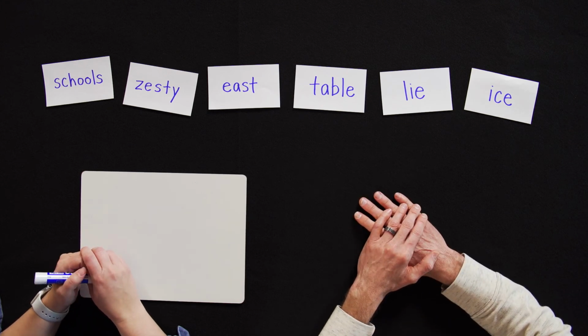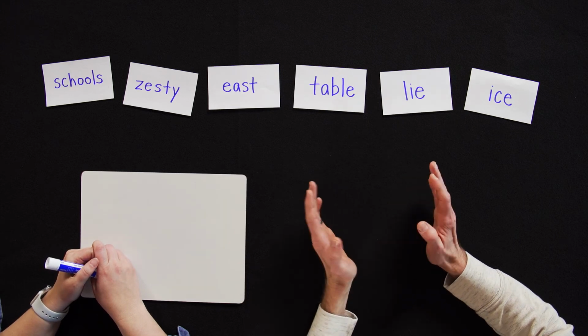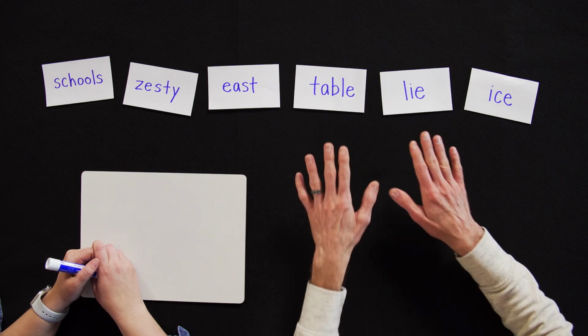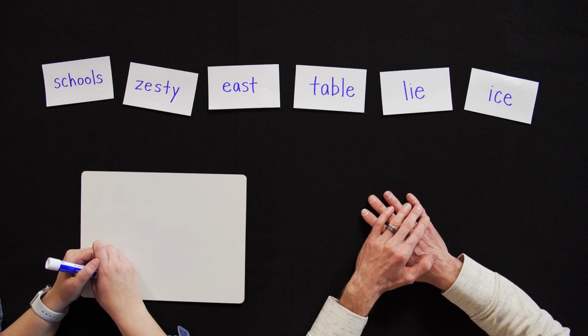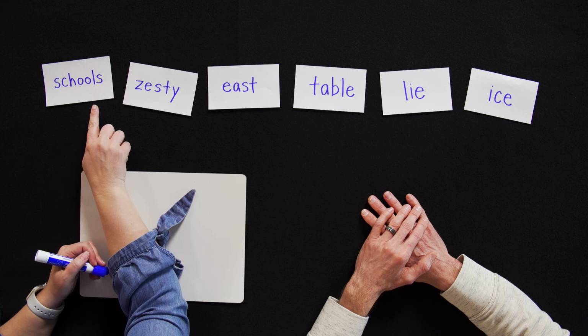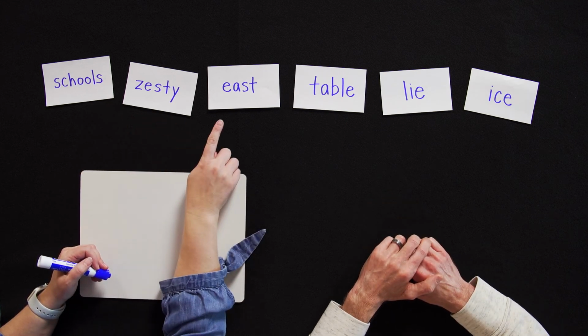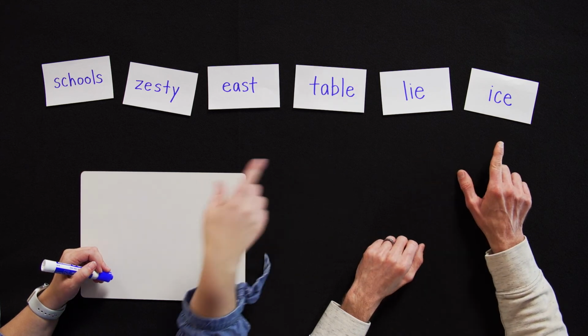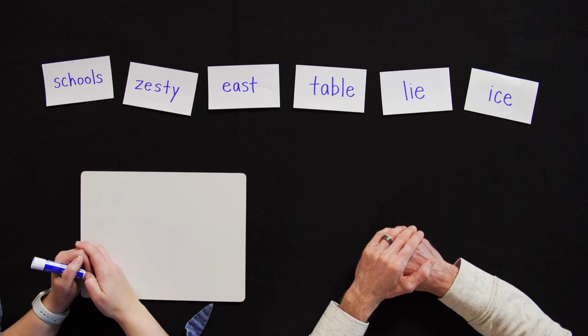I assume we are thinking about sounds here, not letters, right? Yep, that's true. We could do this completely orally without any letters or written words at all, but I thought it would be easier to show the words for the benefit of our audience. Okay, schools, zesty, east, table, lie, ice. I'm thinking about beginning and ending sounds as I read these.